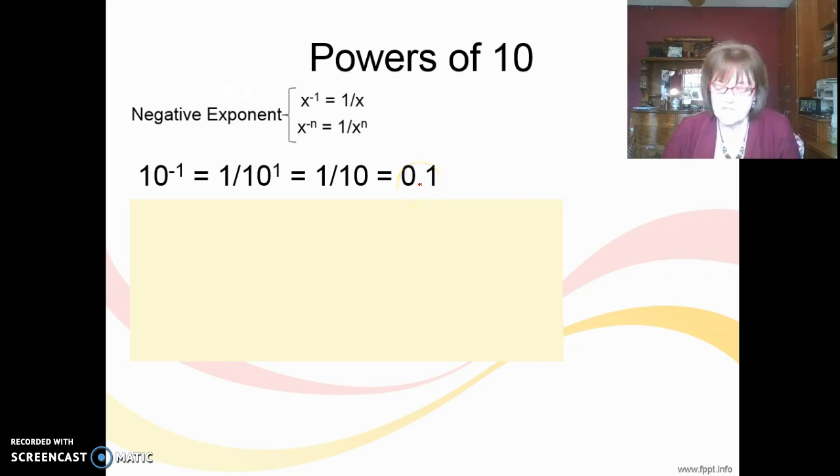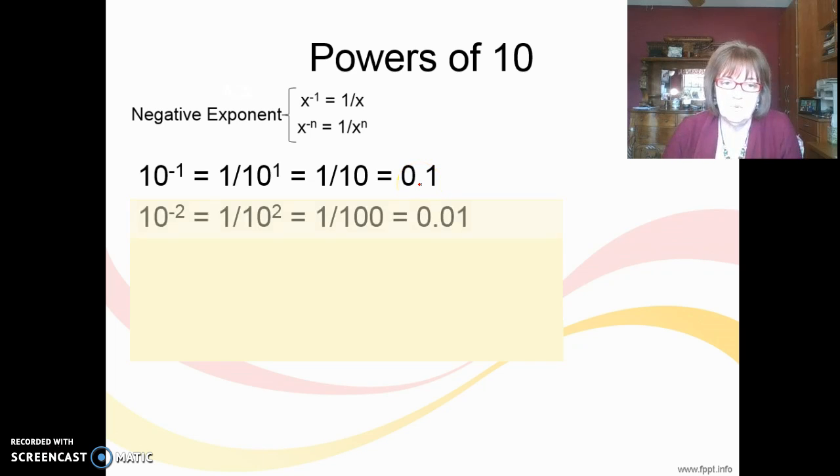Now what happens if it's negative 2? Same thing, we keep on moving. We start here at the 1 and we go 1, 2. We're moving to the left. We're making a smaller number. The bigger our exponent here, the smaller our number gets when we have the negative exponent. So you can see 1 over 10 squared is really 1/100th.